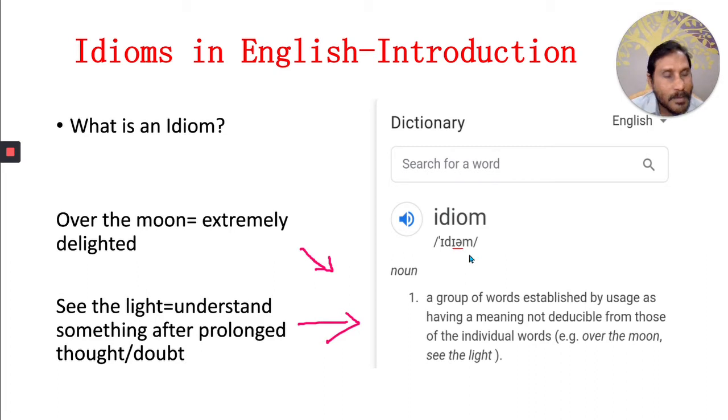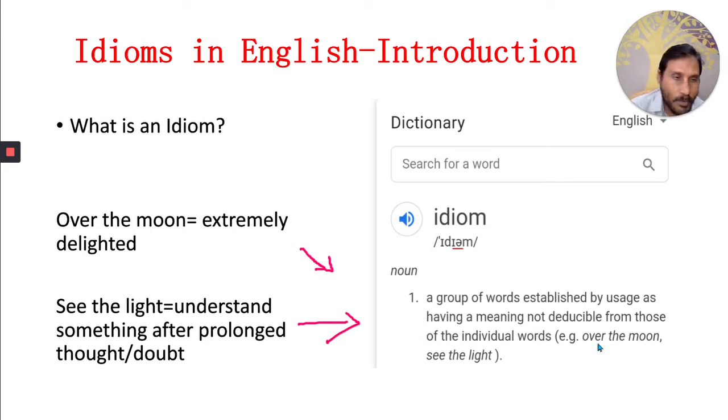A group of words established by usage as having a meaning not deducible from those of the individual words. So idiom is a group of words and you cannot arrive at the meaning of the expression by just looking at the separate or individual words. Individually the words may be something else and the total meaning of the expression is something completely different.